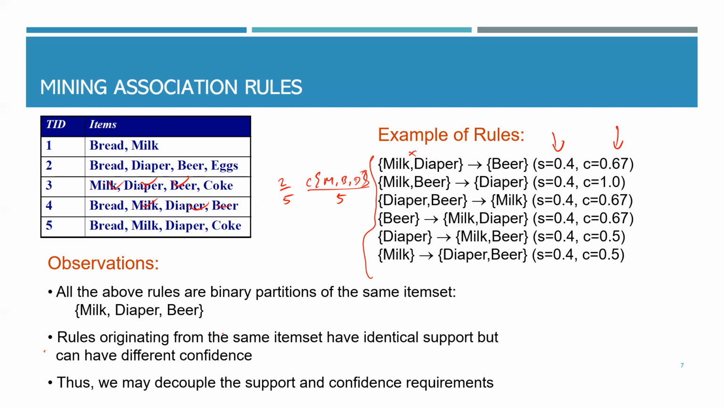Here, for the rules originating from milk, beer, and diaper, for the confidence, we calculate the count of milk, beer, diaper divided by the count of milk and beer. We have milk, beer, diaper as 2, and milk, beer as 2. So 2 divided by 2 is equal to 1.